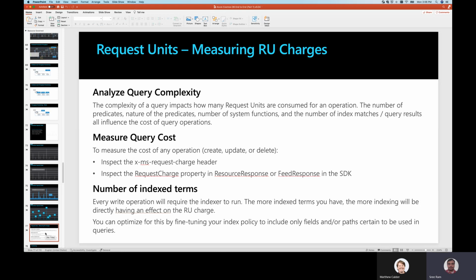So how do you measure RU charges? And what dictates RU charges? Let's talk about these in a little detail. The complexity of the query definitely dictates the request units that are consumed. And the number of columns that are created as an index also dictates the number of RUs.